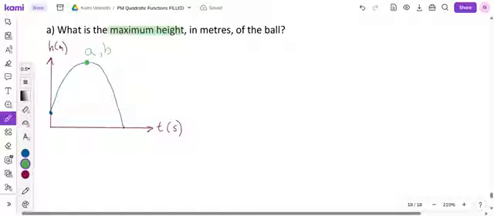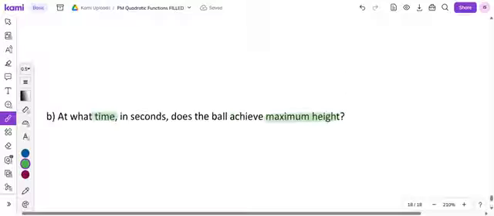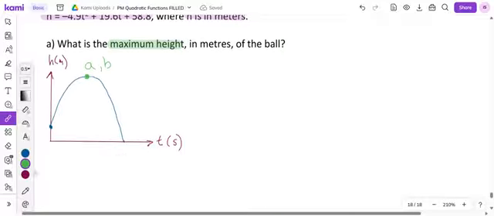But C is different. C wants to know, when does the ball strike the ground? So where is that point where the ball strikes the ground? Right here. And what do I call this point? If the green point is the vertex, what do I call the orange point? Say it out loud. X-intercept, root, zero, right? All those words.